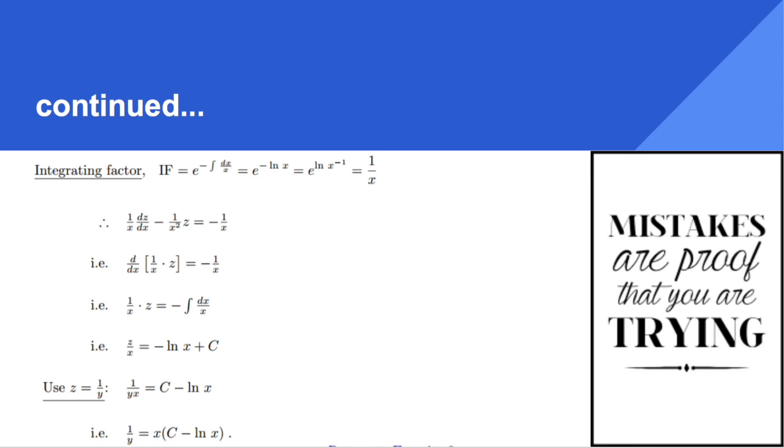In this case, the integrating factor is equal to e to the power of negative integral of 1/x, which is 1/x. Multiply the whole equation by the integrating factor and solve for z. z/x equals negative natural log of x plus some constant c. Notice that now the solution is for z. We have to transform it back to y. Therefore, the final solution is y equals 1 over x times (c minus natural log of x).